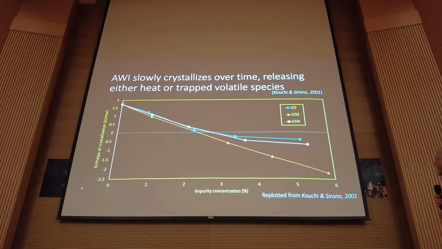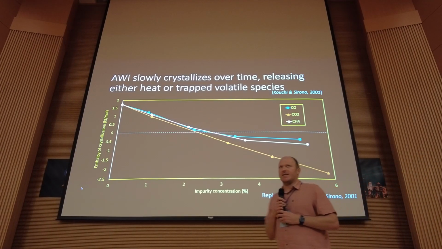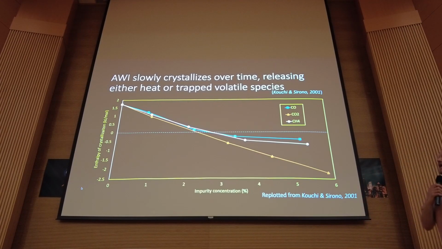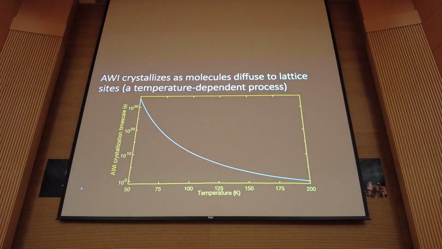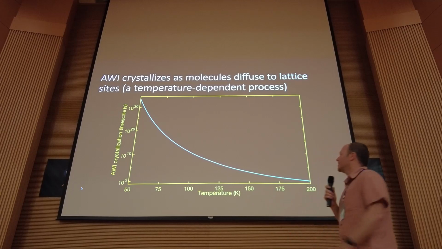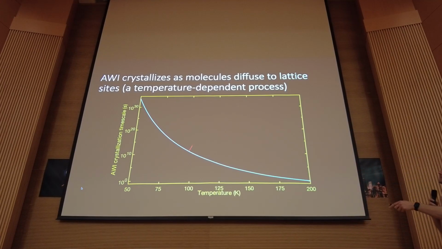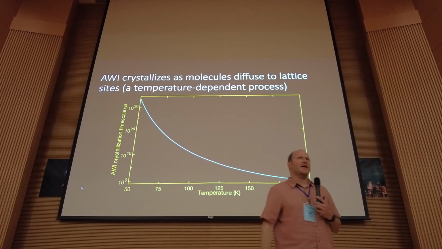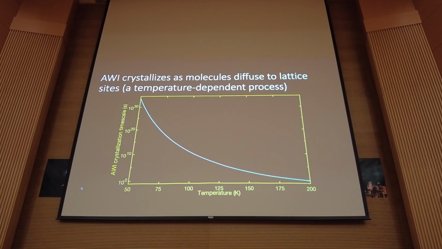But the bottom line, though, is that as amorphous water ice crystallizes, it can either release heat or it can release trapped volatiles, which makes this a very promising avenue historically for exploring cometary activity. This crystallization timescale is temperature dependent, so we're looking at timescales on the order of seconds. I'm a theorist. So we're going to say the next time units in temperature over here. We see that this is clearly temperature dependent because as the molecules warm up, they wiggle more, they can find those lattice sites, and so they can crystallize much more quickly.